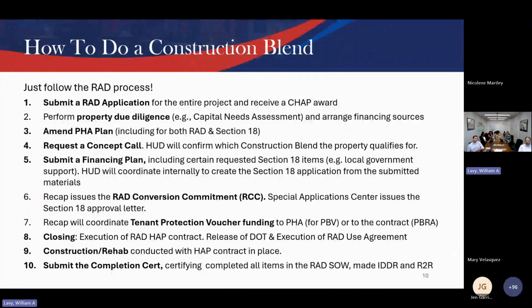You come back to us and submit what we call a completion certification, attesting that yes, all the scope of work has been done, I've made my deposits to my reserve for replacement, and yes, I can affirm that all residents have exercised the right to return, and here's the information to back that up. So the process hasn't changed too much from what we had prior, but I think the biggest net benefit is that the funding request is now off the PHA's table. It's now firmly on HUD's side.